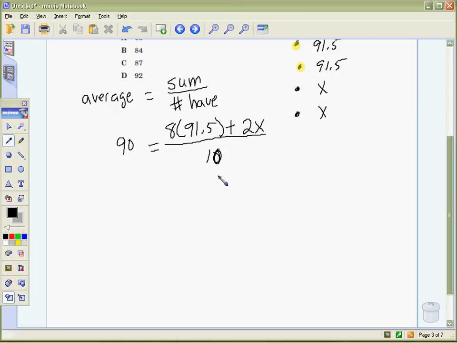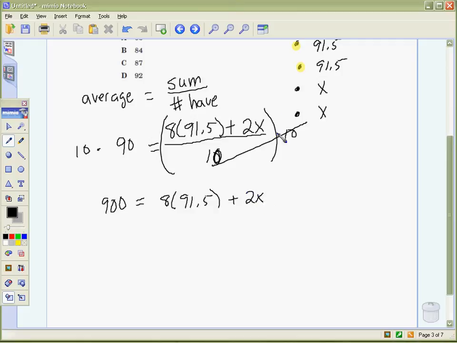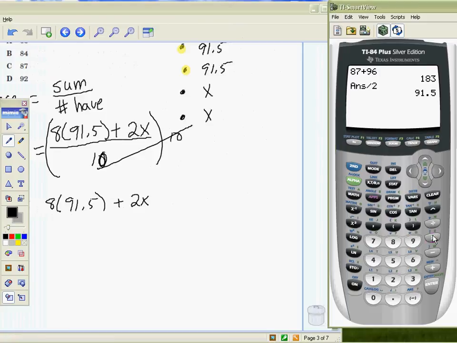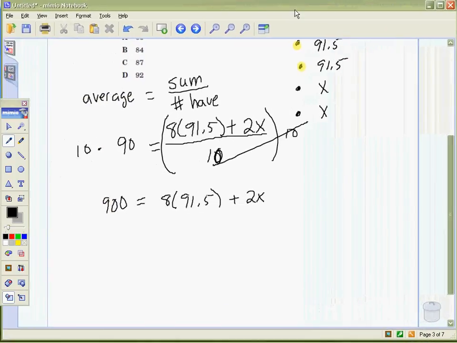The first thing I'm going to do is multiply both sides by 10 to get rid of this fraction. That goes away. Multiply this side by 10. So 900 is equal to 8 times 91.5 plus 2x. Let's see what 8 times 91.5 is. 732. So I have 900 equals 732 plus 2x.